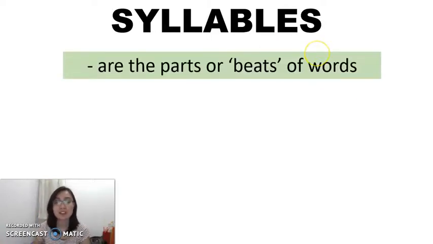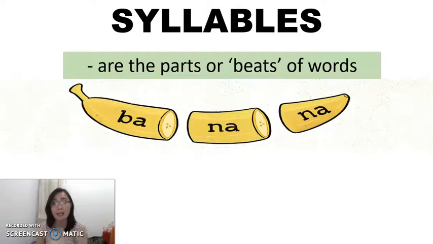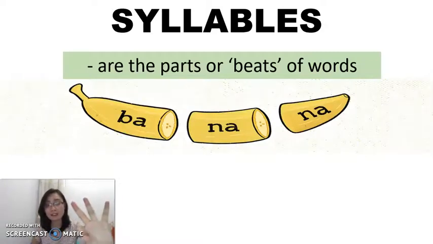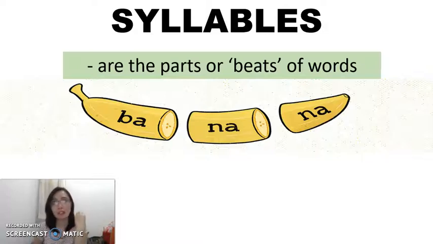What do we mean by syllables? These are the bits or parts of words. For example, the word banana: ba, na, na. You chop it the way you say the word. You don't say it as one sound, so it has 3 beats or parts. By the way, you can also use a clapping technique. Every time you pause on a beat of the word, you clap. The number of claps that you hear is the number of syllables the word makes. So banana has 3 syllables.